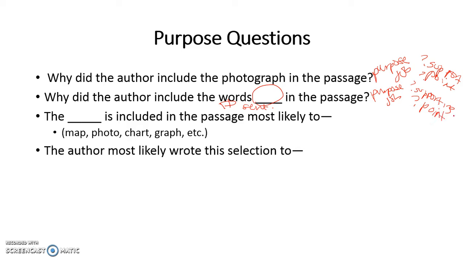That's why I put question mark supporting, question mark point. What is it supporting? What is the point it's making? Okay, the blank, meaning the map, the photo, the chart, the graph, anything like that, is included in the passage most likely to, again, what is its purpose? In other words, what is the job of that photo? What is it supporting? What point is it supporting? What is its point? What point is it getting across?